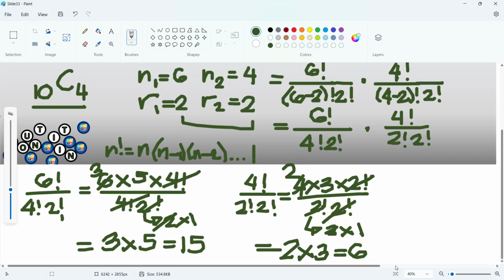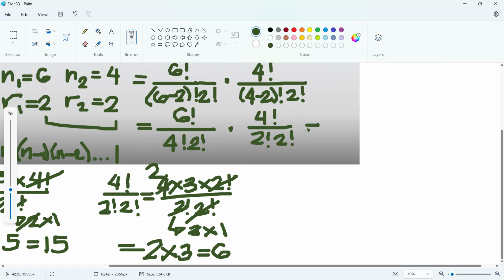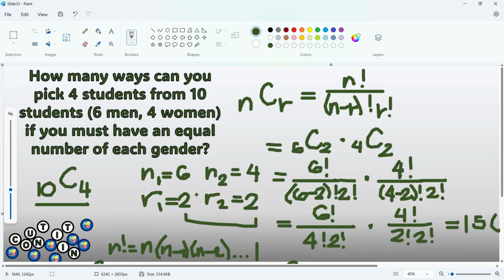So going back to our process here, simply substitute the results. You have 15 times 6. That's the result for the first combination for men, and this is for women. We will have here a result of 90 different combinations, and this is the answer to the problem of selecting 4 students where there should be an equal number of each gender out of 10, given that there are 6 men and 4 women among those 10 students.